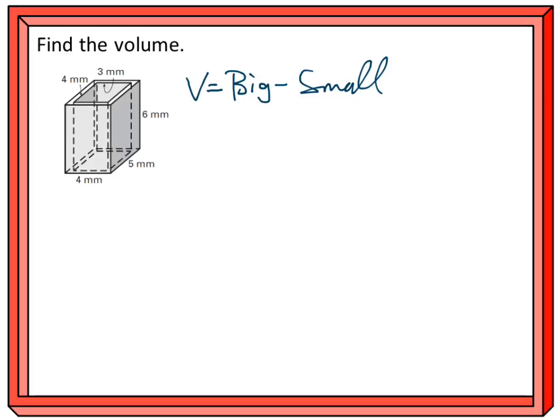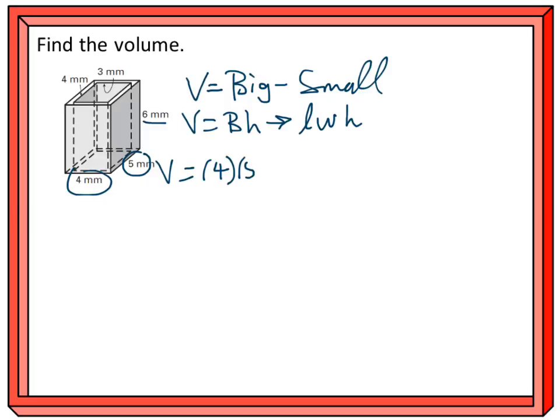That should be pretty easy because for a prism, the volume is area of the base times the height, and the base being a rectangle, that means it's just length times width times height. Piece of cake. So for the big one, the base is going to be the 4 and the 5, and the height is our 6 here. So just simply 4 times 5 times 6.